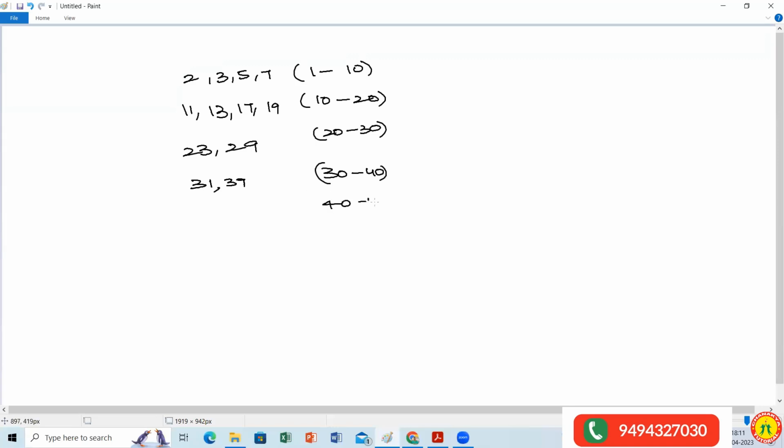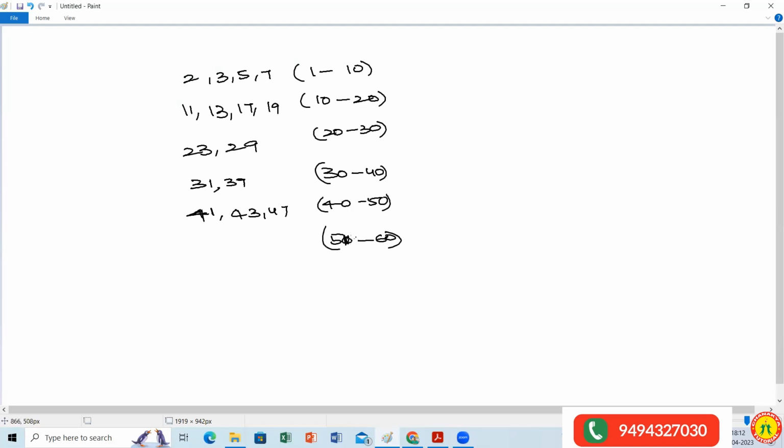40 to 50. Yes, ma'am. Yes, Soumya. Ma'am, 41, 43 and 47. Very good. 41, 43, 47. There are 3 numbers between 40 to 50. Very good, Soumya. 50 to 60.